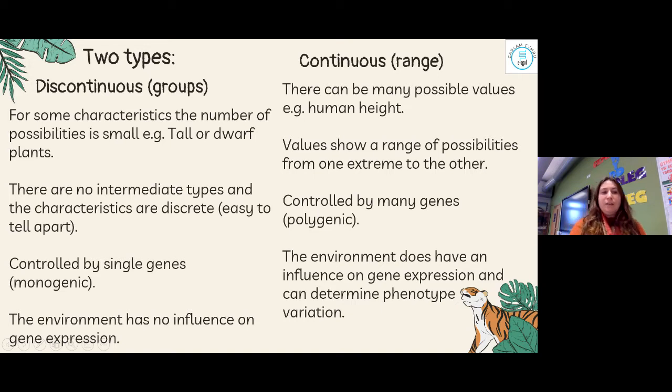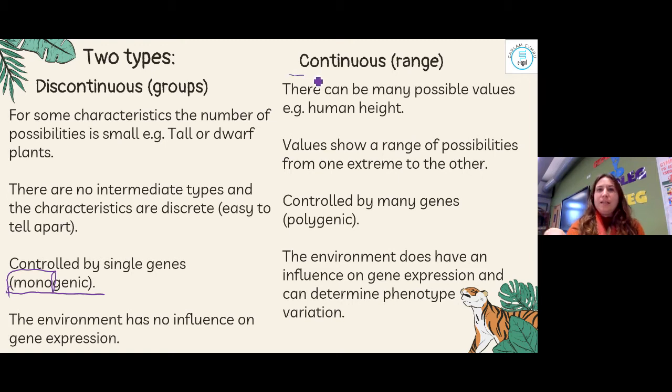They're generally, as you can see here, controlled by single genes, which means they are mono, meaning one, monogenic. The environment has no influence on the gene expression. It has no influence on the phenotype being shown. Okay, so that's your discontinuous. It's groups. They're usually not many possibilities, and it's easy to tell the difference, controlled by one gene, and the environment has no influence at all.